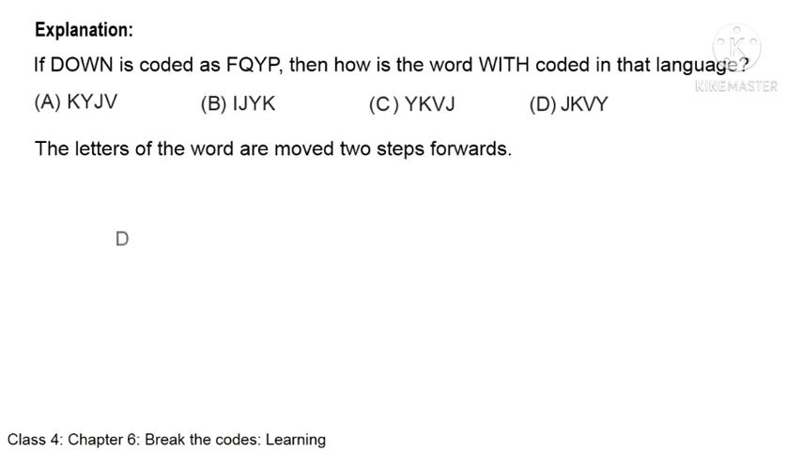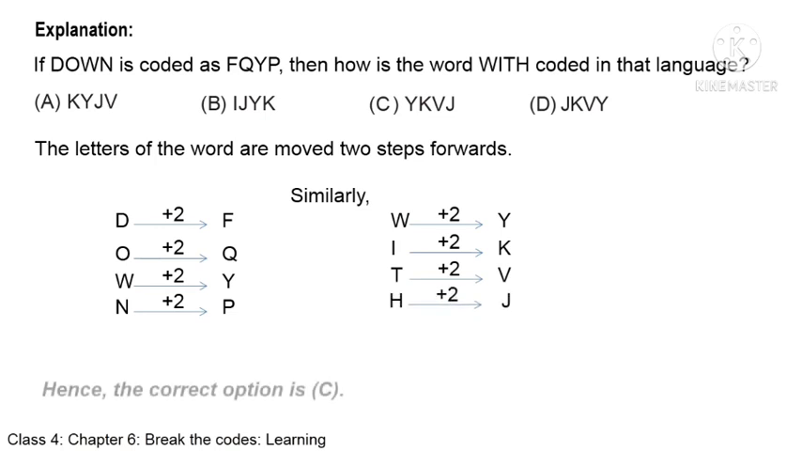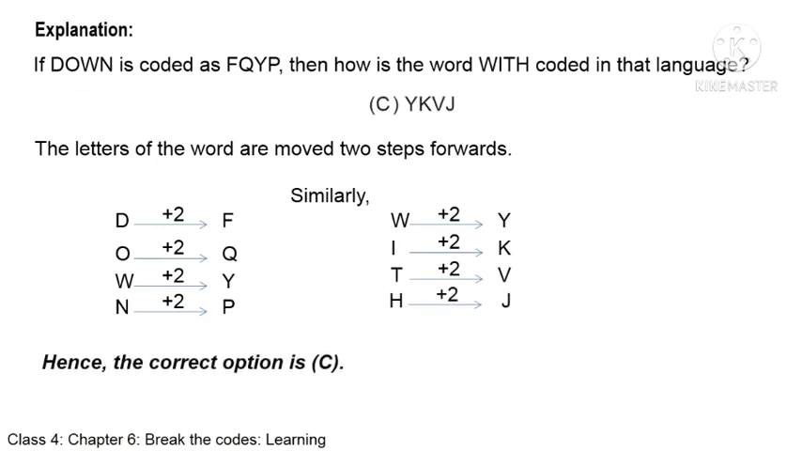D plus 2 is F, O plus 2 Q, W plus 2 Y, N plus 2 P. Similarly, W plus 2 Y, I plus 2 K, T plus 2 V and H plus 2 J. Hence, the correct answer is option C.